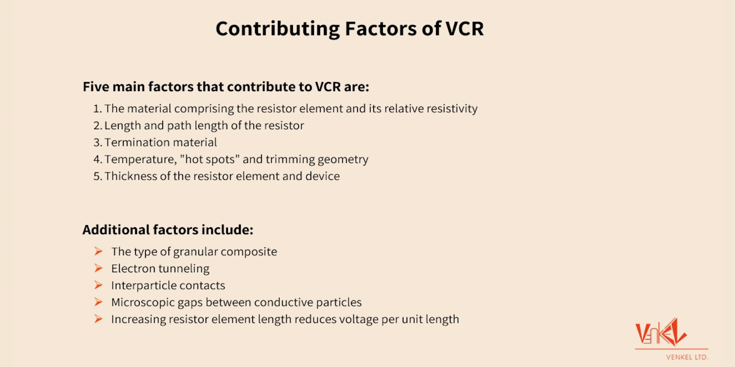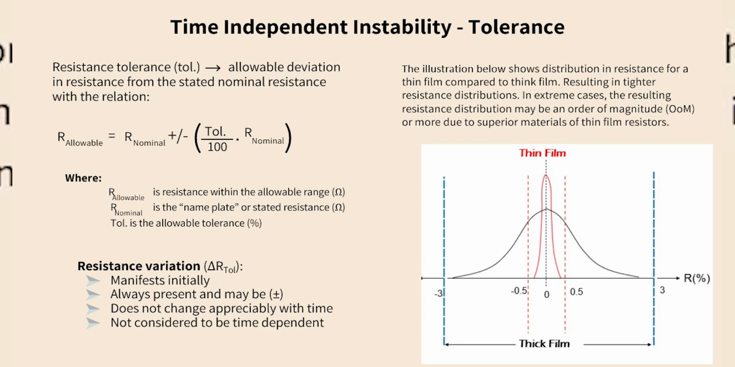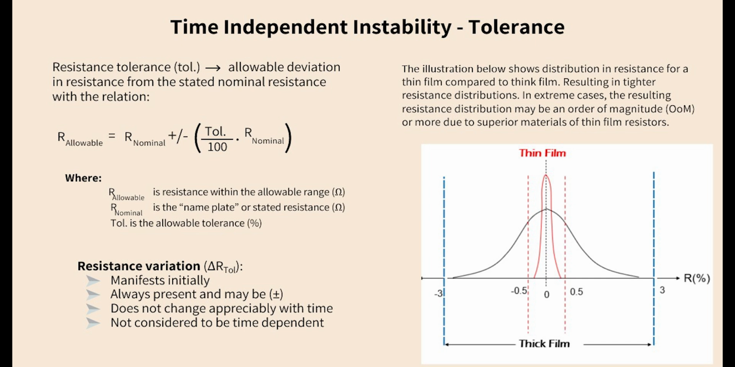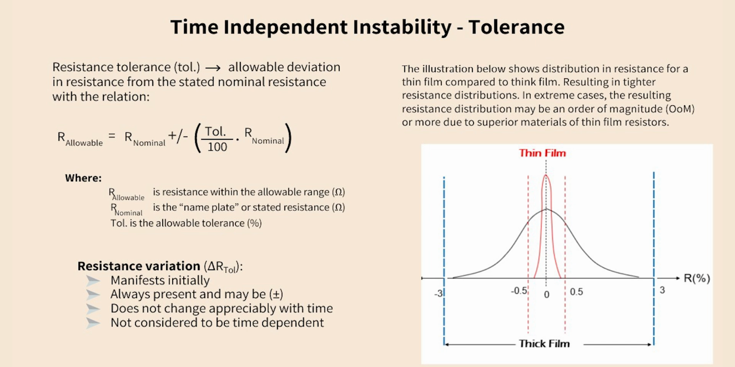Resistance tolerance refers to the allowable deviation of a resistor's actual resistance from its nominal or stated resistance value. This deviation is defined by the equation shown, where the tolerance percentage determines the range of acceptable resistance values. Importantly, this form of resistance variation is time-independent, meaning it manifests during manufacturing and does not change significantly over the resistor's lifespan.